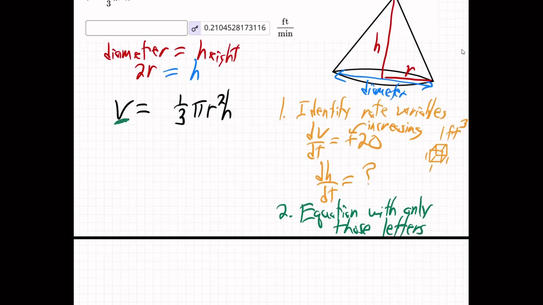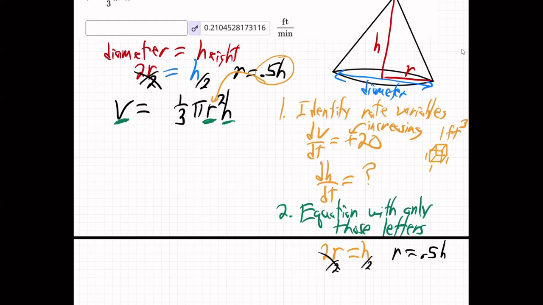Only those letters. So right now I've got V, R, and H. Pi and one-third are numbers really. Is that what I want? Well, I want V, I want H, but I don't want R. So I've got to get rid of R. How can I do that? I'm using 2R equals H, then dividing by 2 on both sides. And so R is 0.5H.